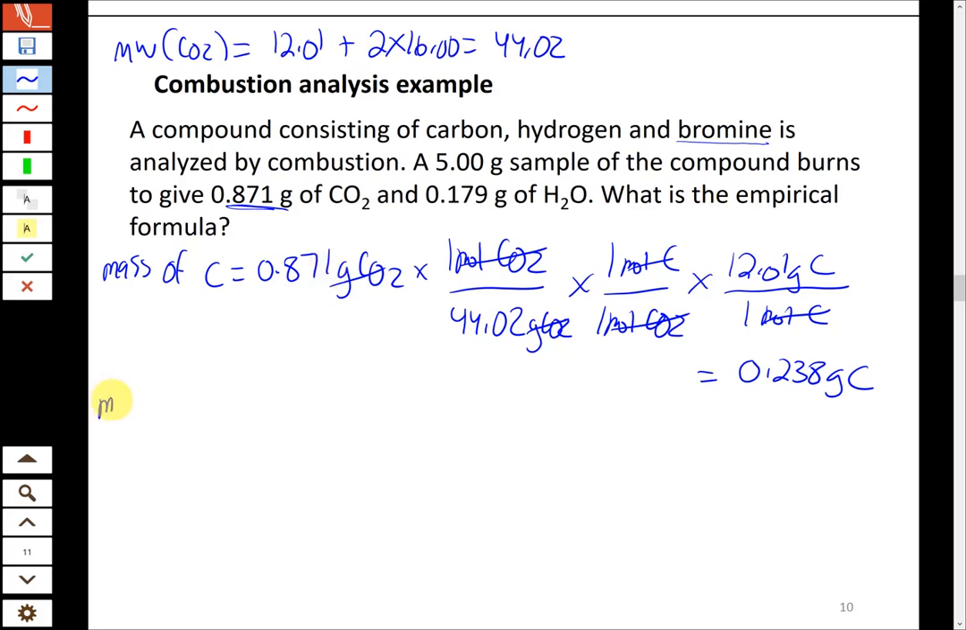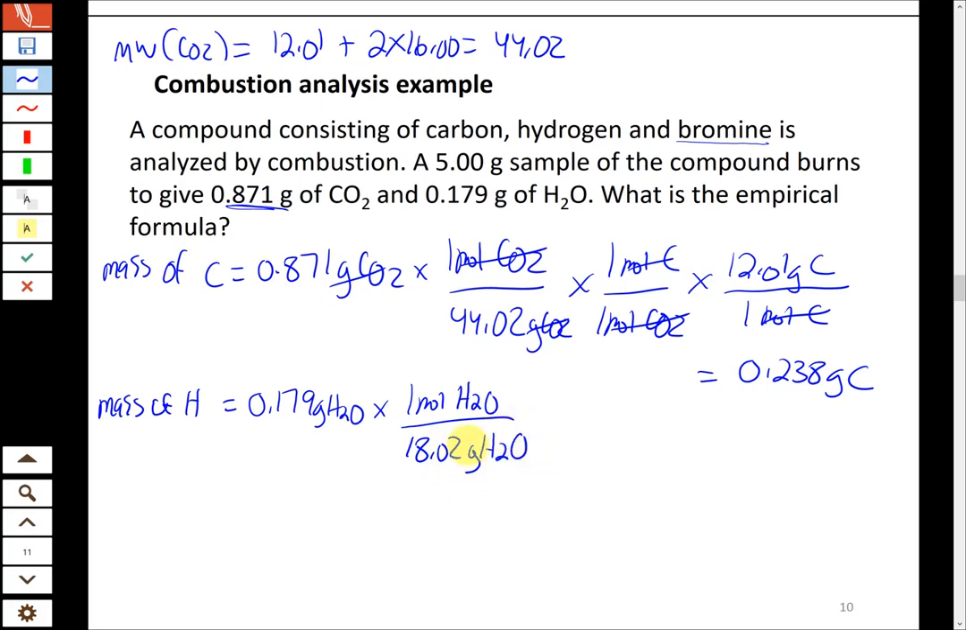We'll do the same thing for hydrogen now. And remember, in a combustion analysis, all of the hydrogen in your compound that you burn ends up in water, H2O. So we measure out the mass of water, and it's given as 0.179. We're going to do the same thing. We're going to convert that to moles first. In this chapter, when in doubt, convert to moles. That's always a good way to do it. So the molar mass of H2O is 18.02: 2 hydrogens, which are 1.01, 1 oxygen, which is 16, so 18.02 is the molar mass of that.